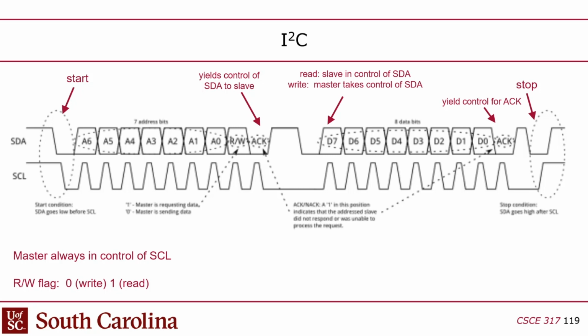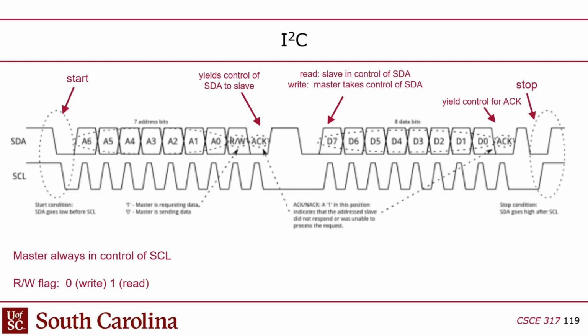So once I get mastership of the bus, then I just send out the 7 address bits and the read or write bit. It goes from most significant to least significant. And I mentioned that after I send out those 8 bits in total, 7 address and 1 flag, then there's an acknowledge. So in this case, you'll see that there's an acknowledge after that read-write bit.